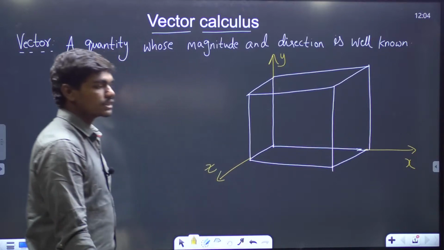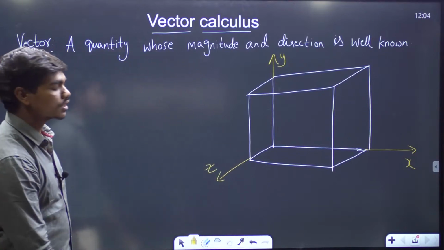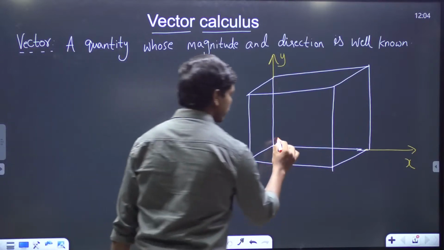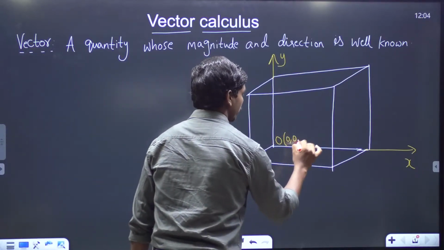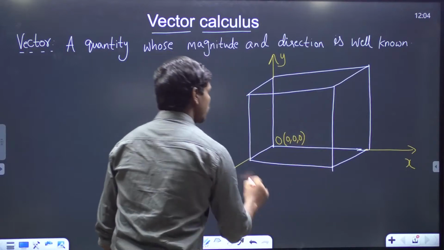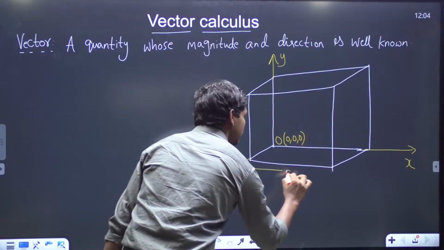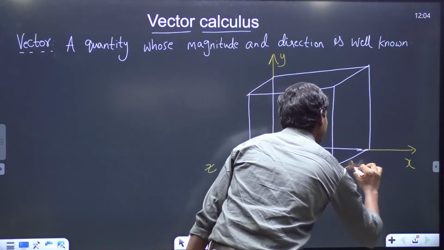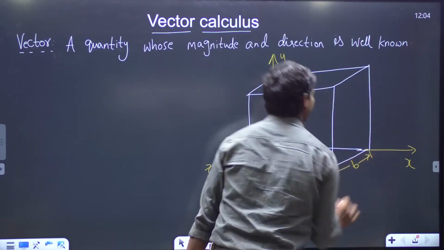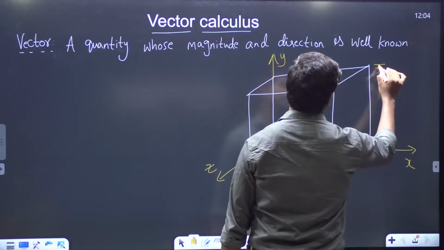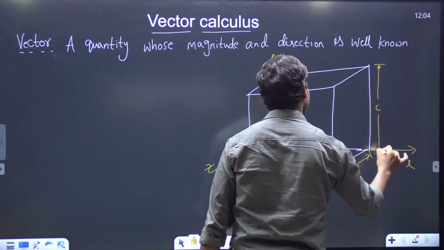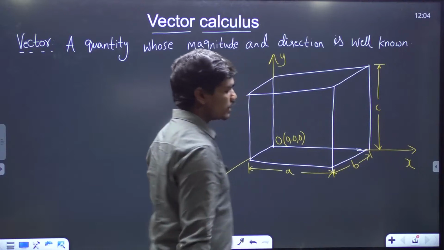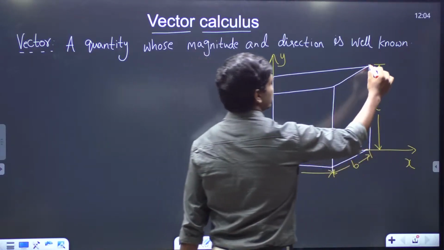Okay, so let us suppose this is the x-axis, y-axis, and z-axis. Now this point O is the origin. If I give you the length of this edge as A, the length of this edge as B, and the height, basically this vertical edge of this solid, as C, can you please tell me what is this point?